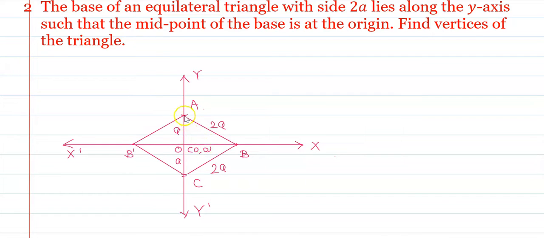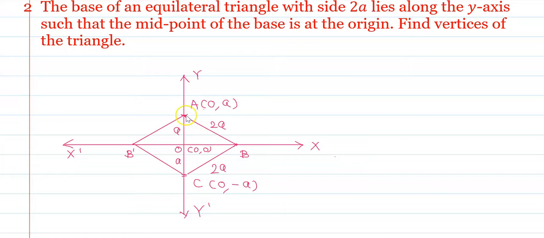It's clear that point A is on the y-axis, therefore its x coordinate is 0 and y coordinate is a. Now the coordinate of C, it's again on the y-axis, x coordinate is 0 and y coordinate is minus a. Now to find out the coordinate of the point B. Triangle ABC is an equilateral triangle.